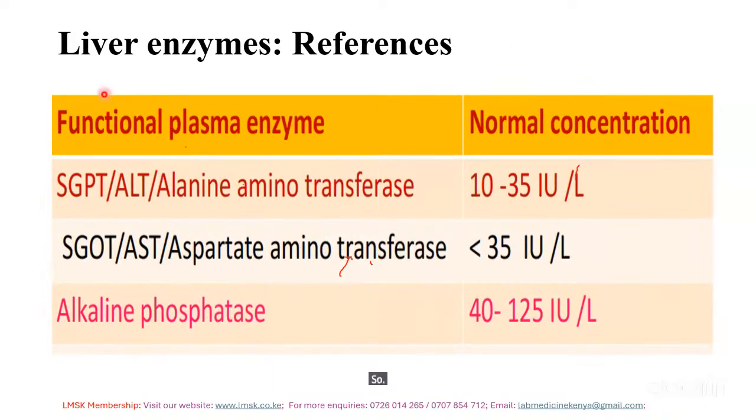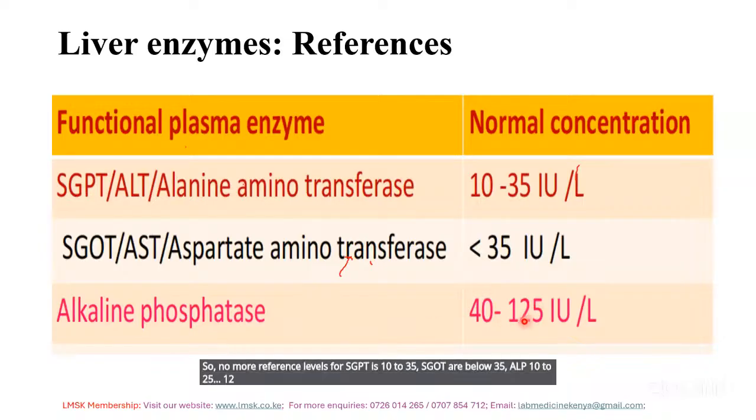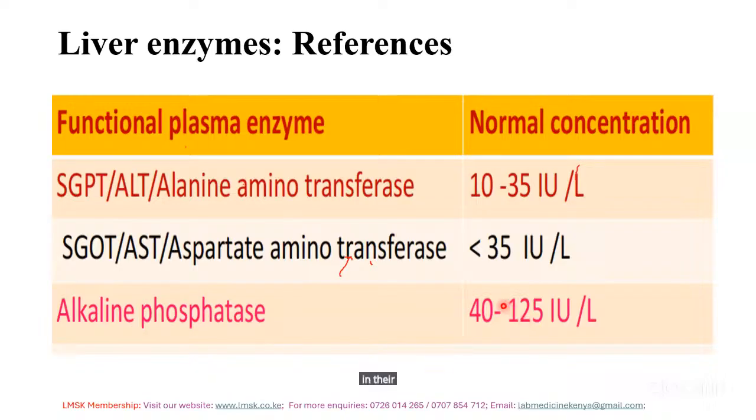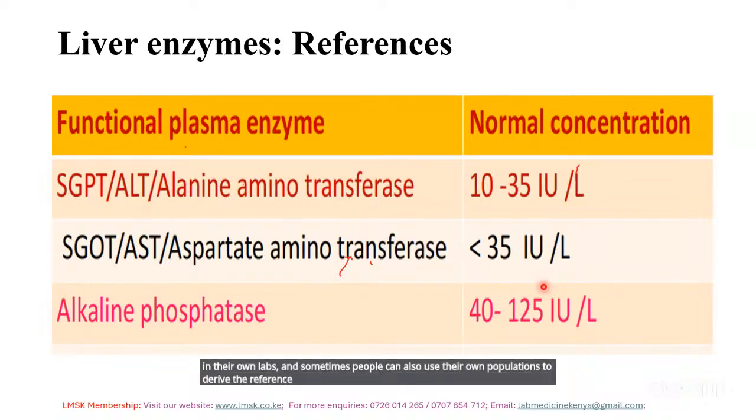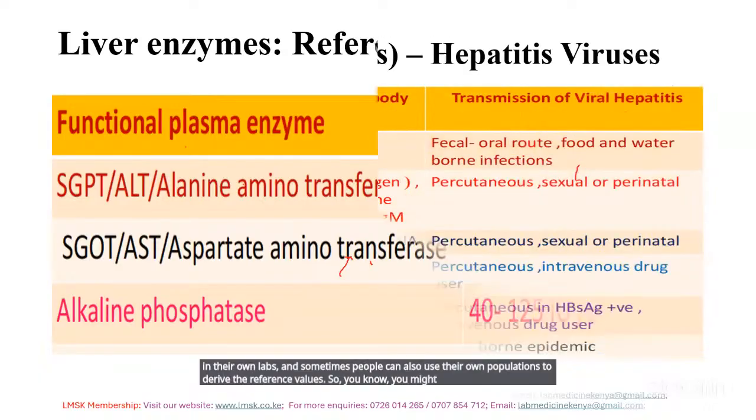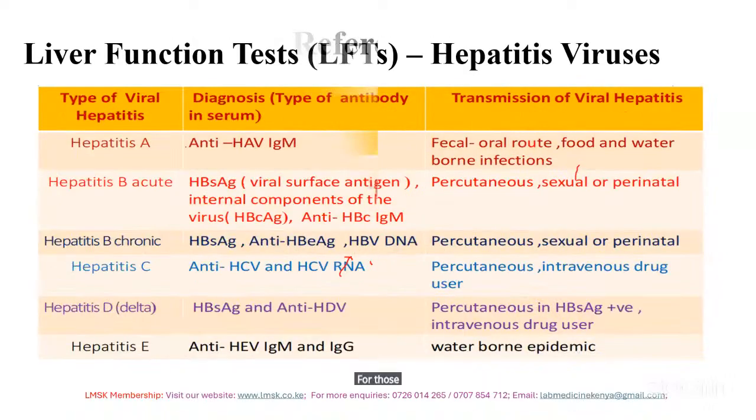So some normal reference levels for SGPT is 10 to 35, SGOT below 35, ALP 10 to 125, but different labs will have different levels because people usually verify these methods in their own labs, and sometimes people can also use their own populations to derive the reference values. So you might have different reference values for those particular cases.